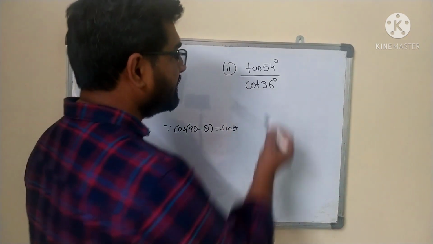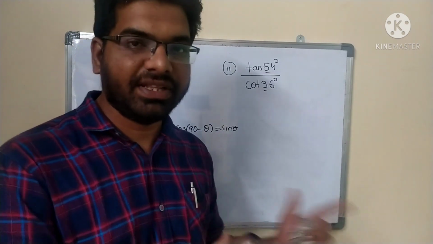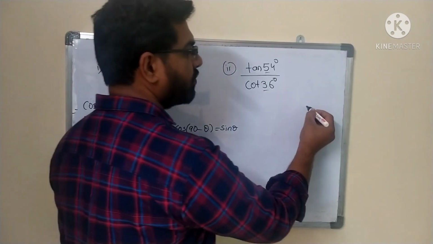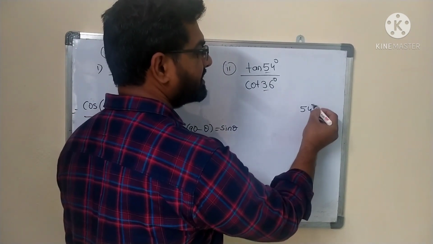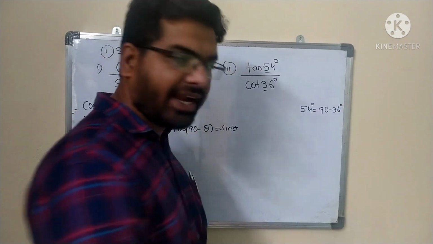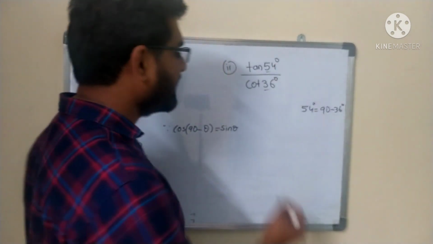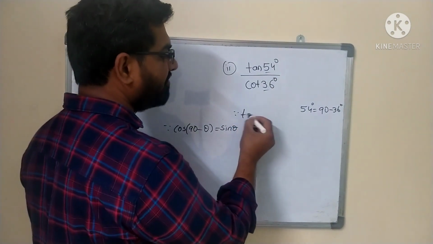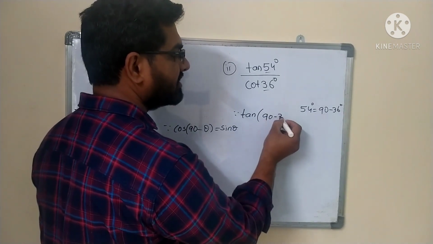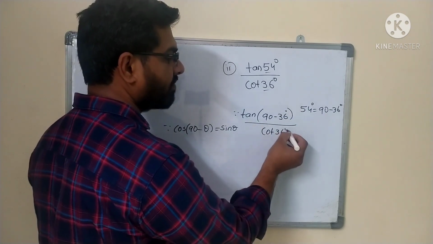Similarly this problem here, 53, 54 and 36, the sum of the two angles is equal to 90 degrees, that means they are complementary. Either we can change the numerator or the denominator. So 54 degrees, I can write this as 90 minus 36. If I subtract 90 minus 36, I will get 54 only. So tan 54, I am writing it as tan of 90 minus 36, divided by, it is already cot 36.